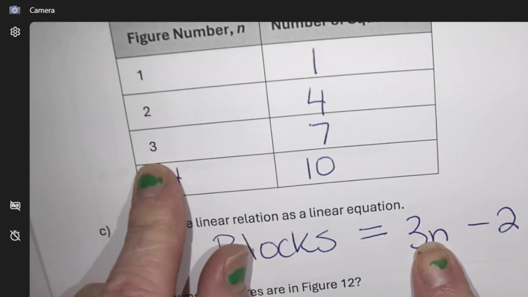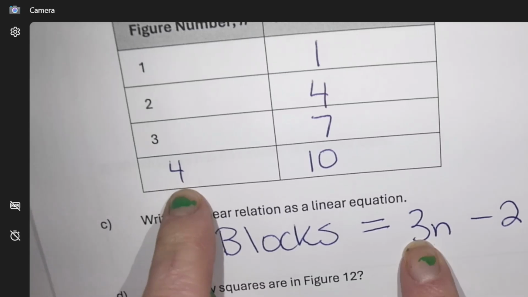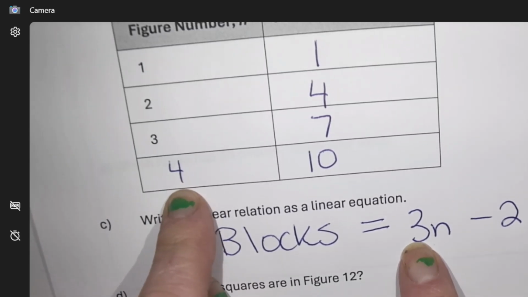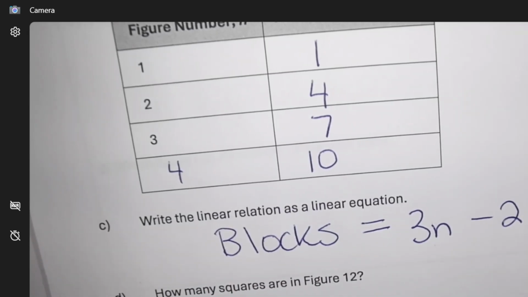Does that work? Ready? Let's try it here. If we were on the 4th figure, what's 3 times 4? 12. How do you get to 10? Minus 2. It works. Yeah.